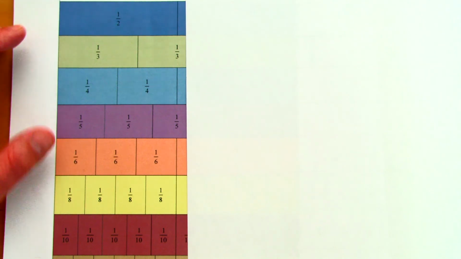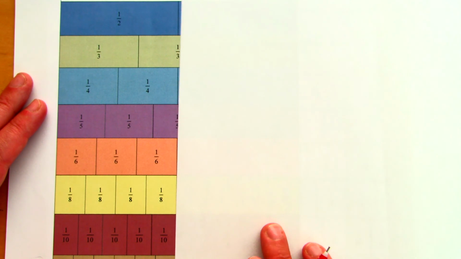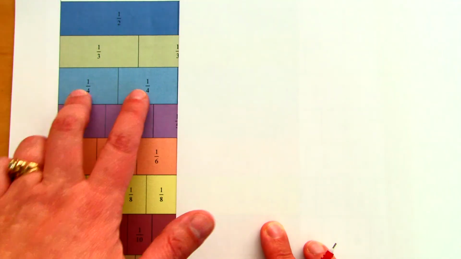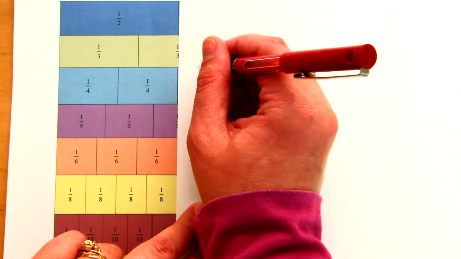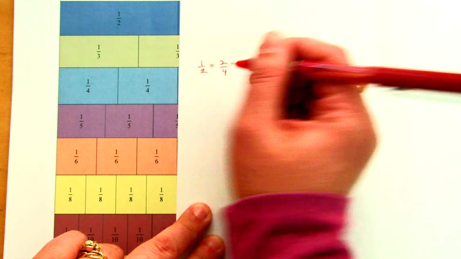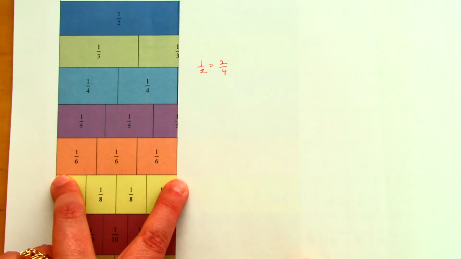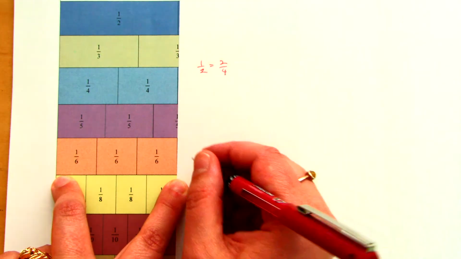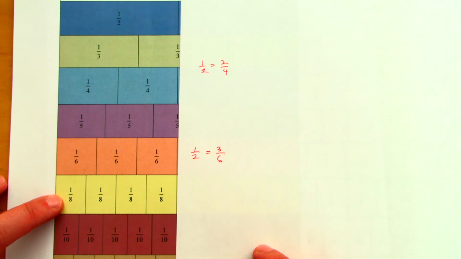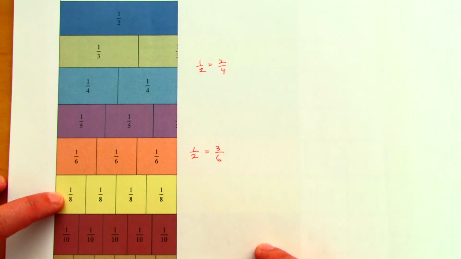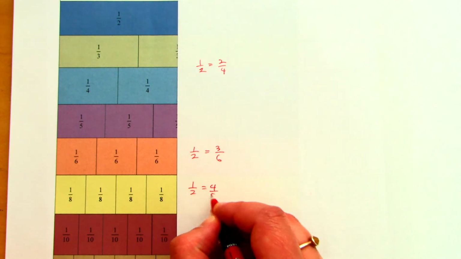So we use this idea of equivalent fractions. If I use another sheet of paper to line up 1/2, I can see that 1/2 is equal to how many fourths? Yeah, 1/2 is equal to 2/4. I can see that 1/2 lines up with how many sixths? 1/2 is equal to 3/6. And does 1/2 line up evenly with eighths? How many? Yeah, 1/2 is equal to 4/8.